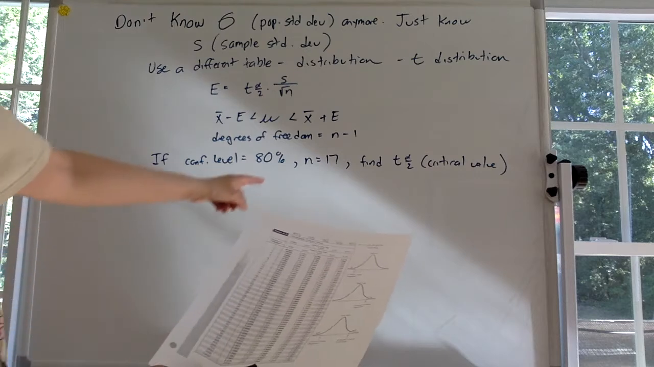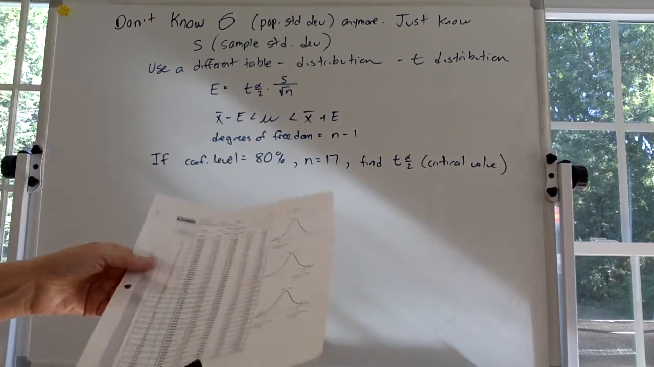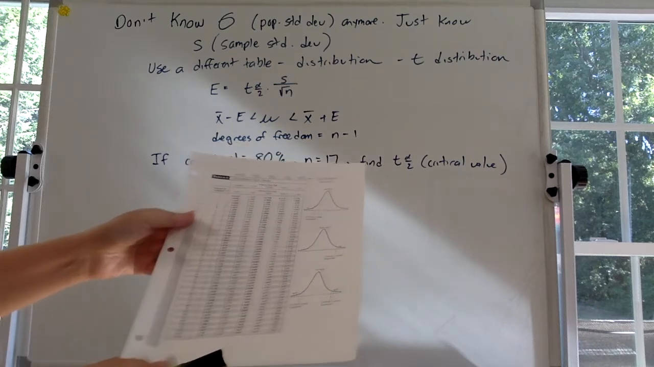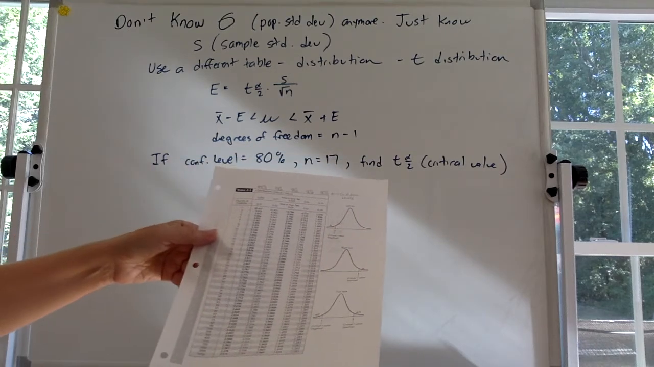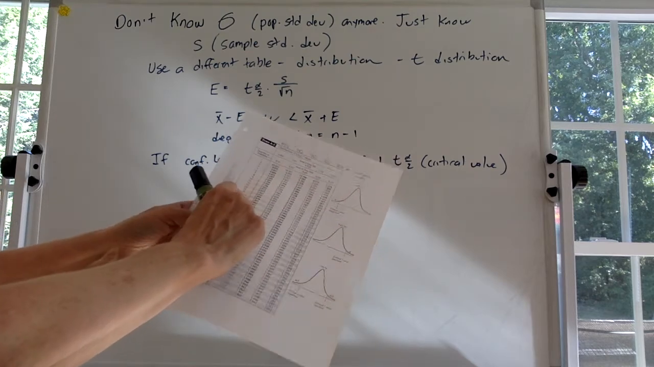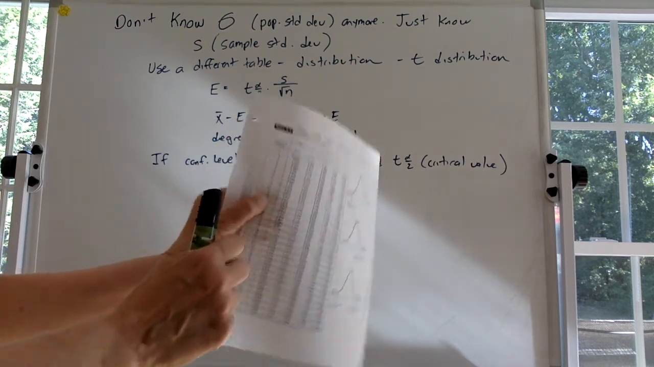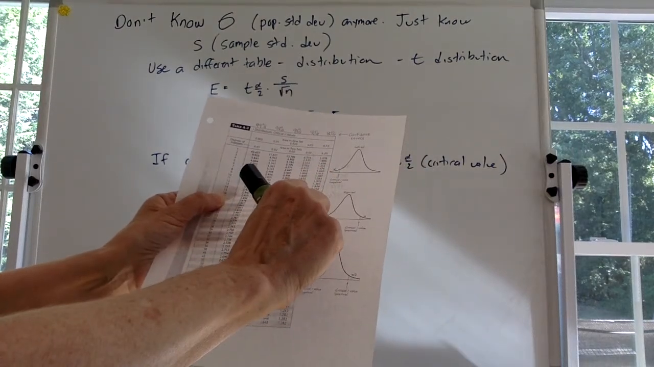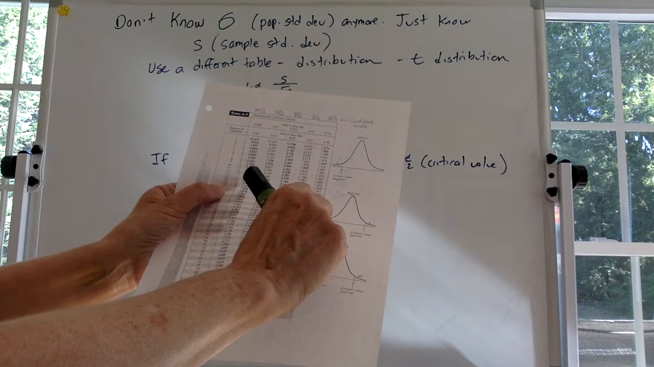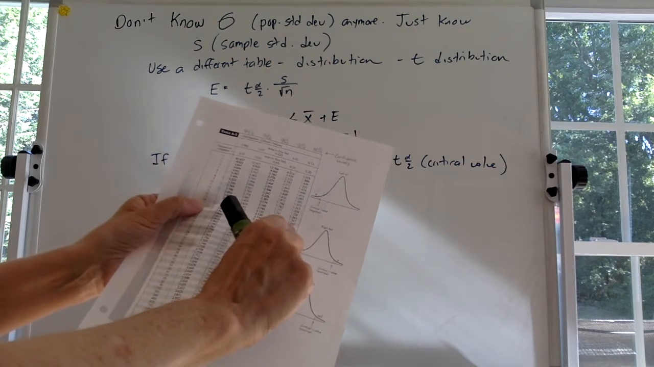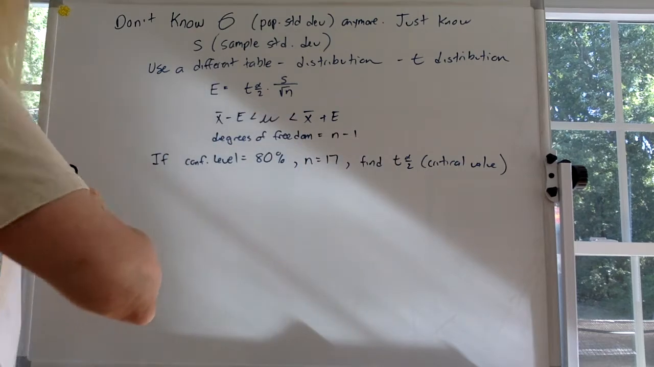Then it said we have n is 17. So degrees of freedom, which is this first column, is n minus 1. So 17 minus 1 is 16, right? So what you want to do is go down to where it says 16 in the degrees of freedom, and then read across to the column that has 80% confidence level. You're just picking a number out of the table, right? So when I do that, I got 1.337.